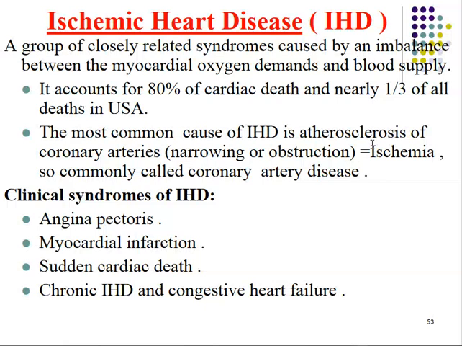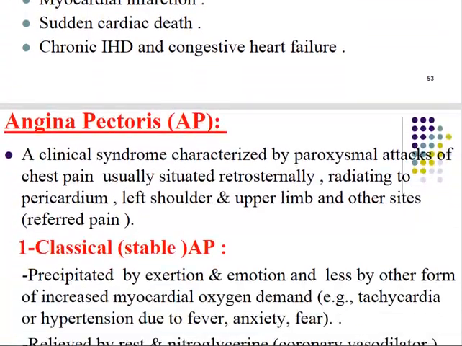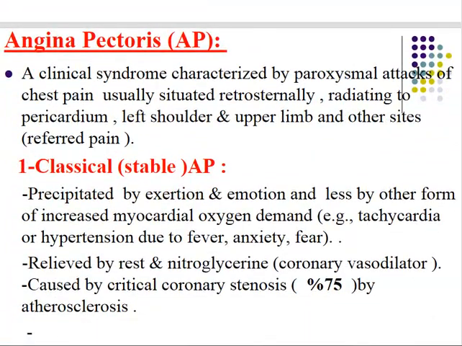The clinical syndromes of ischemic heart disease are classified into four main types: angina pectoris, myocardial infarction, sudden cardiac death, chronic ischemic heart disease, and congestive heart failure. These are the main syndromes under the umbrella of ischemic heart disease. Start with angina pectoris. What is meant by angina pectoris?